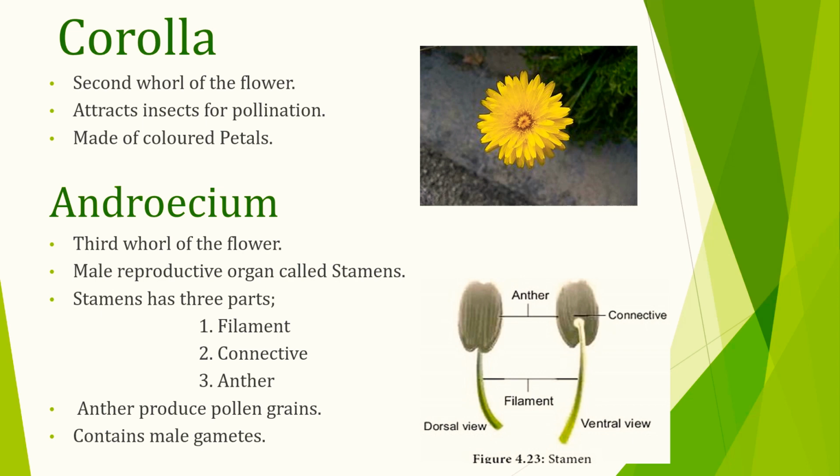Now this filament is a long stalk which supports the anther at the tip. You are seeing here this tube-like structure supports the anther at its tip. The connective joins two anther lobes. Now each anther is usually two-lobed and each lobe has two chambers which are called as the pollen sacs. Now the pollen grains are formed inside the pollen sac. Anthers produce pollen grains which contain the male reproductive cells, that is the male gametes.